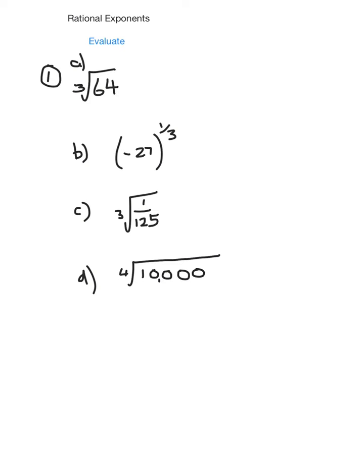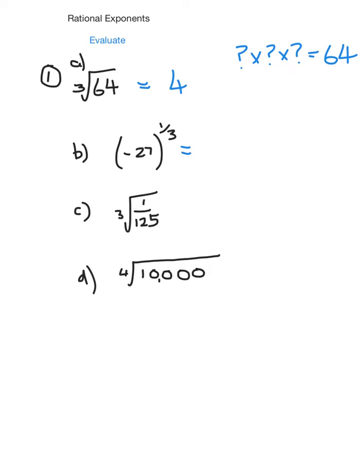So the question says evaluate, and we're going to have to learn about cube roots. So you need to memorize some of these. The cube root of 64. Well, if anything, you're going to ask yourself what number times itself 3 times equals 64. And of course the answer is 4, so therefore the cube root of 64 is 4.